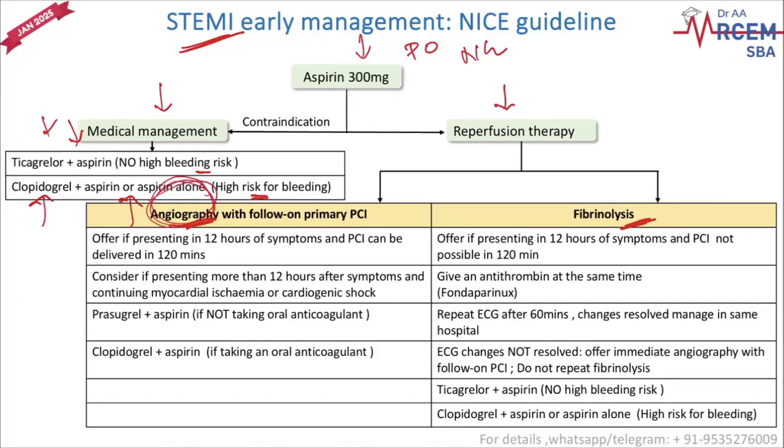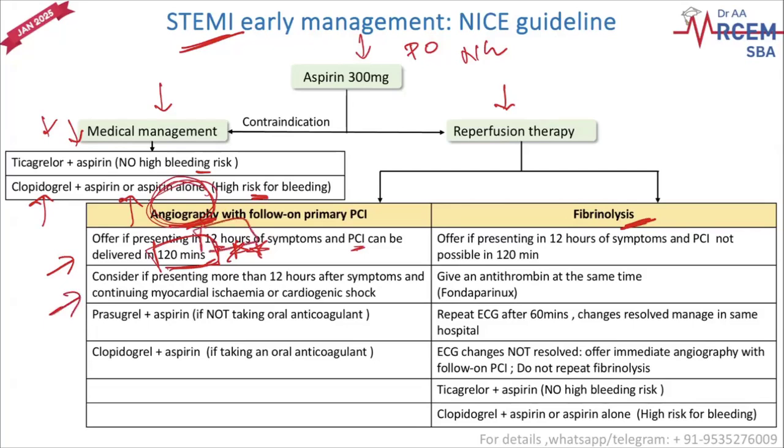Angiography and angioplasty should always and always be done. When should it be done? If a patient presents within 12 hours of the onset of the chest pain, and you can get a PCI, that is a percutaneous intervention, done within 120 minutes. Do not get confused. It is 120 minutes, not 90 minutes. Those are the US guidelines. You are talking about UK guidelines. In the UK, it is 120 minutes.